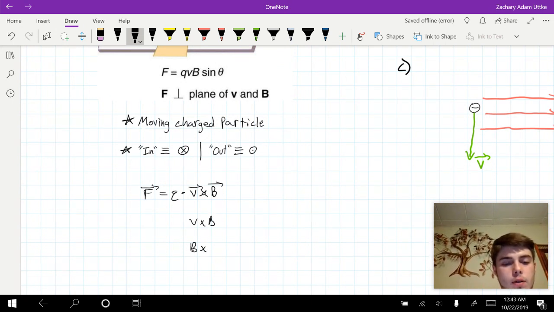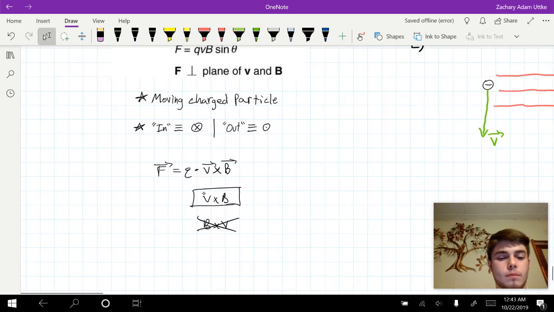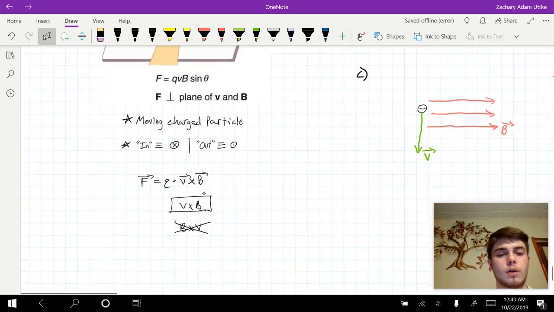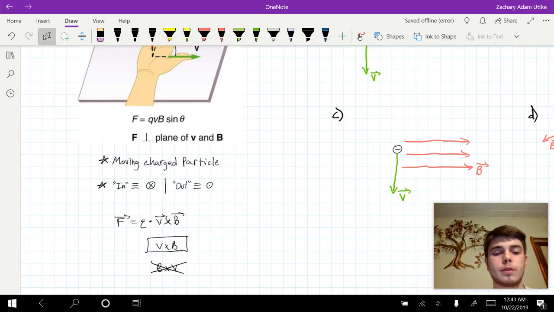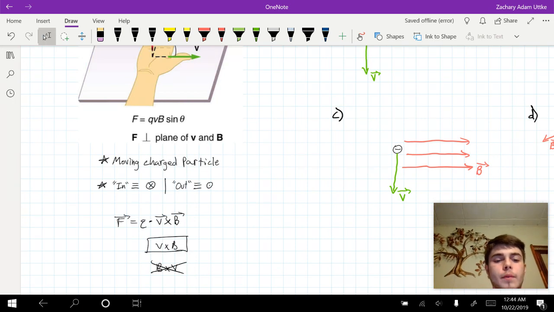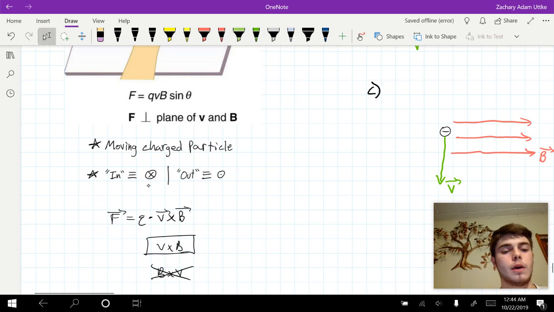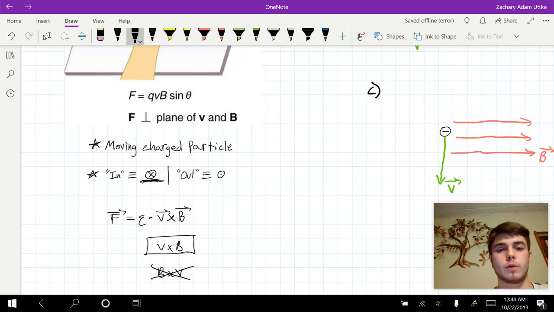You can't switch it to B times V. That doesn't work. So just make sure you're always following this. Okay, so a couple things. This equation is used for a moving charged particle. So the charged particle has to have some velocity. It can't be still. And the two denotations that we use, if we're going into the page, we use this little X symbol. And if we're coming out of the page towards us, we use just the dot.